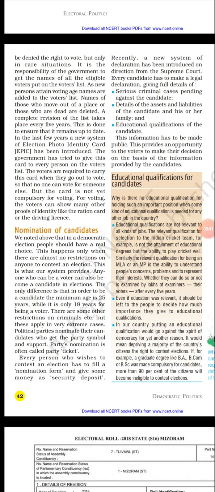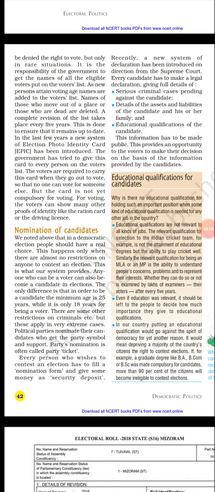That form includes everything that has to be filled by the nominated person, by the candidate himself. And that form includes details like serious criminal cases pending against the candidate, whether he or she is having any criminal cases, and details of his liabilities, and assessed details of his money and lands and whatever things he has. Then educational qualification. Okay, this information has to be made public. Public should know about this information before giving their vote. Okay, so this is called nomination.